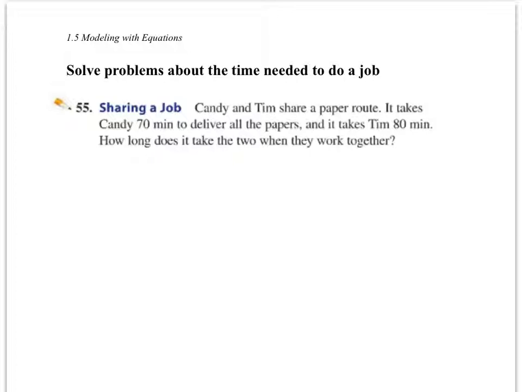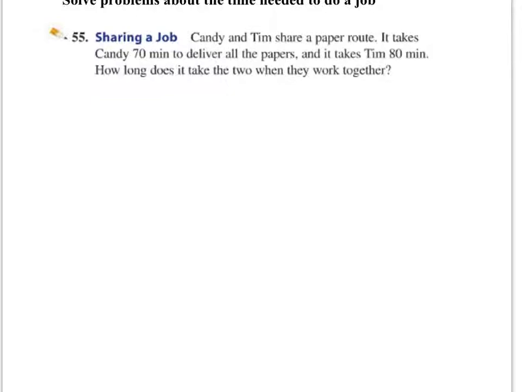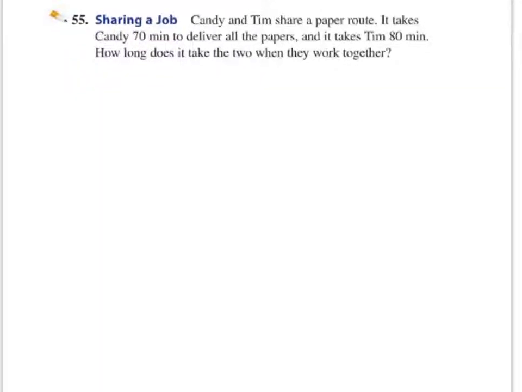Next kind of problem is problems that have to do with working and doing jobs, and they're called combined rate problems, but I guess your textbook doesn't really quantify them or name them that way. Essentially, two people are doing a job at the same time, and you want to know how long it takes them if they work together.